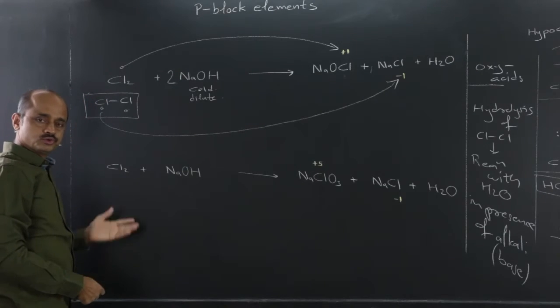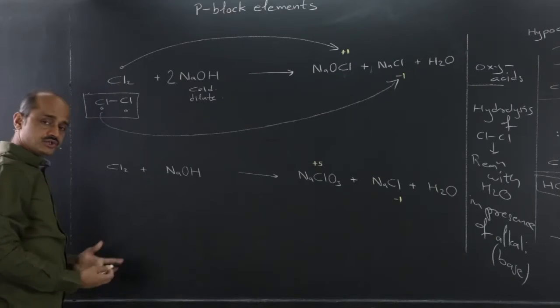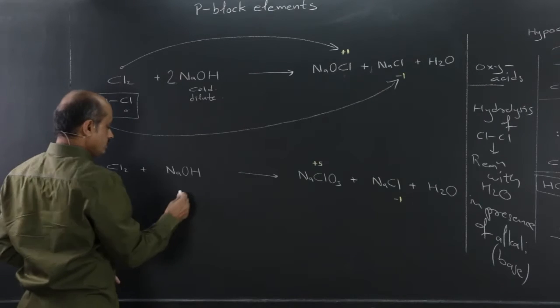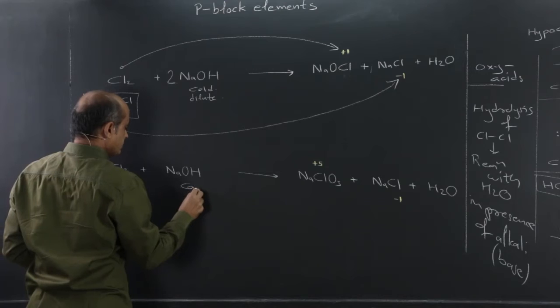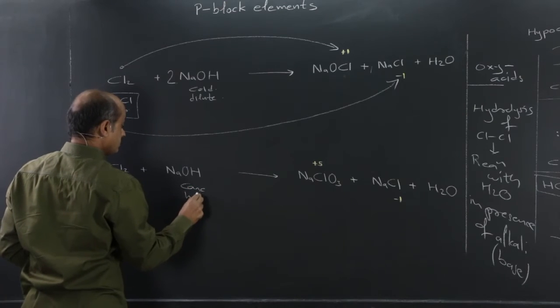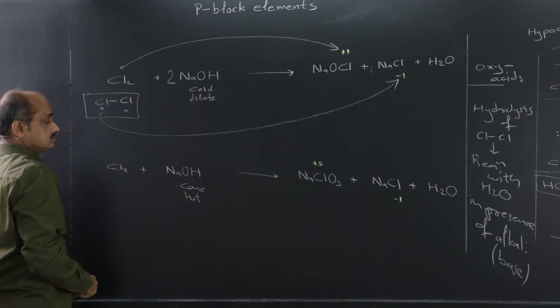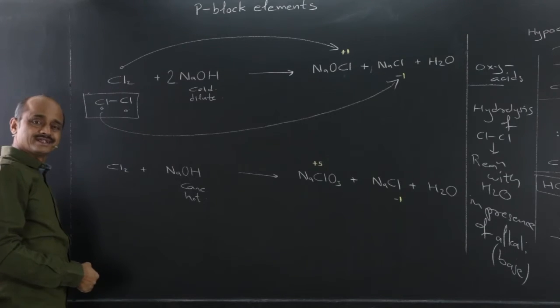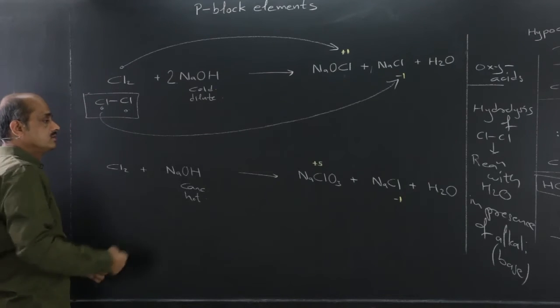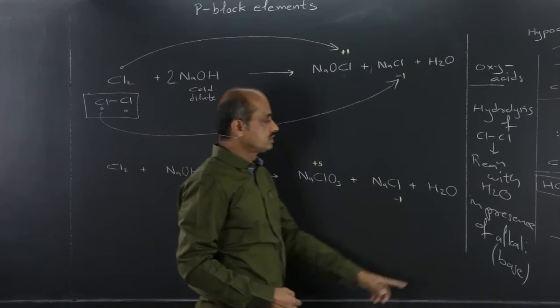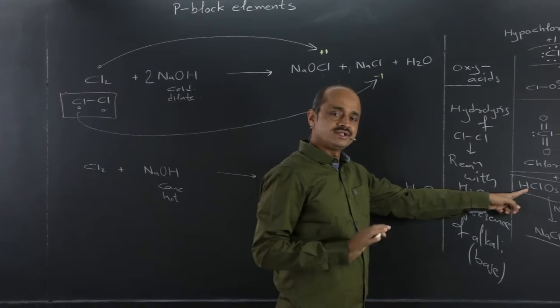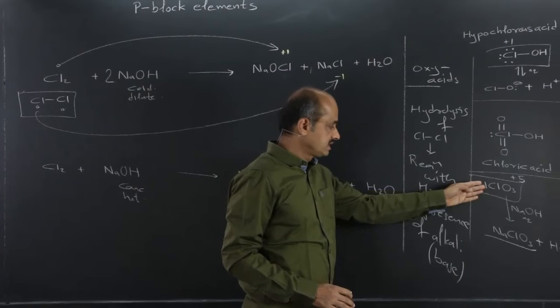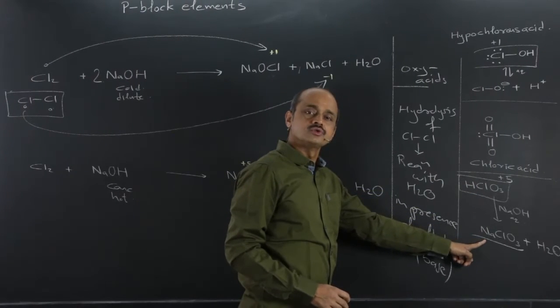Let us immediately switch over to the other example, action of NaOH on chlorine. If it is concentrated NaOH and hot condition, hydrolysis of chlorine gives rise to chloric acid. Now, in chloric acid, chlorine carries +5 oxidation state, and since this reaction is taking place in presence of base, immediately it will get neutralized to give sodium chlorate.